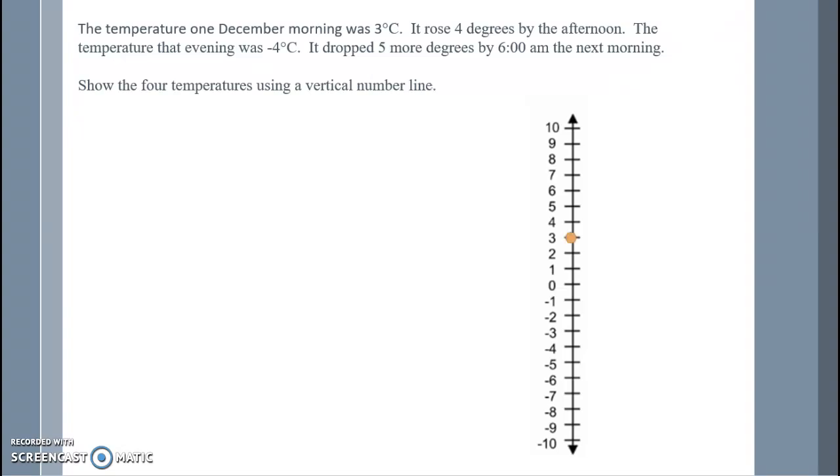Okay, so if the temperature one morning was 3 degrees, we find that that is positive 3 on our number line. If it rose 4 degrees by the afternoon, we know that 3 plus 4 would give us 7. The temperature that evening was negative 4, so it just gives us a point, and we plot negative 4. Then it dropped 5 more degrees. So if it dropped, it's getting colder 5 more. So we'll go 1, 2, 3, 4, 5, ending up at negative 9.